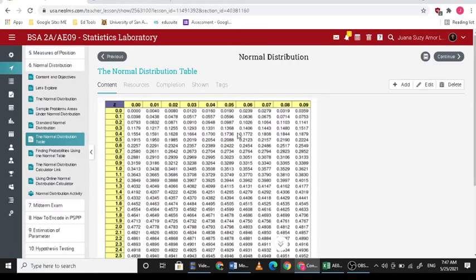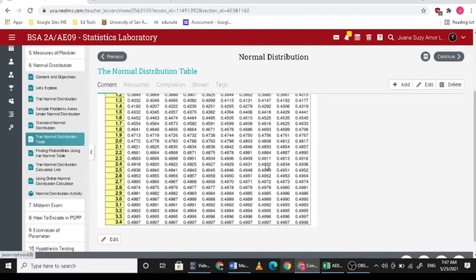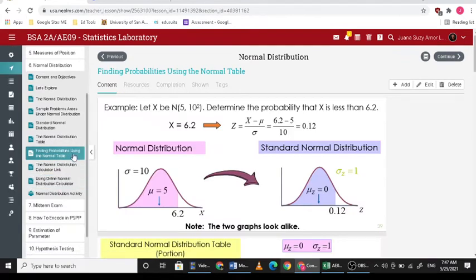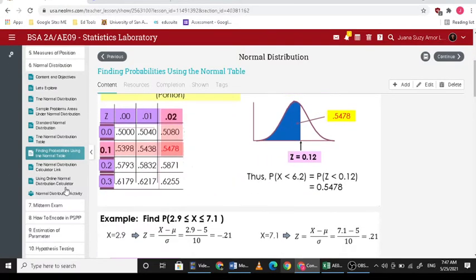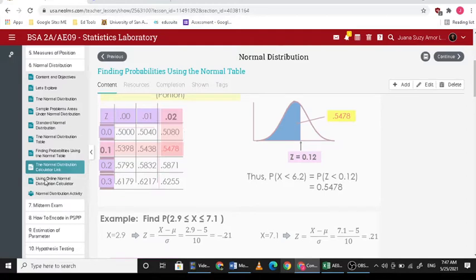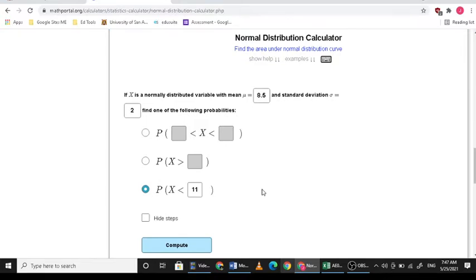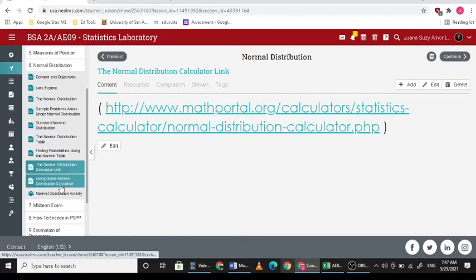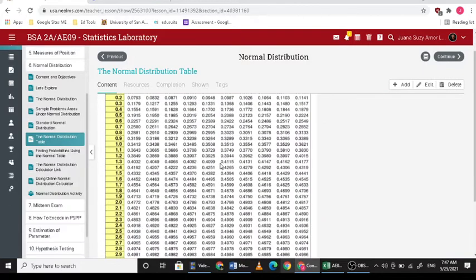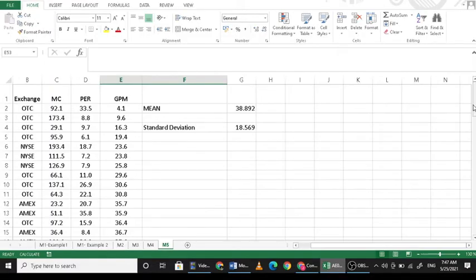So this is the normal distribution table. I'll teach you how to use this one. And the important thing here, class, is how to find probabilities using the normal table. Okay, and then you have also here the normal distribution link. You're going to use this one, class, to solve for the normal, if your data set is normally distributed, or you assume that your data set is already normally distributed, so you're just using this calculator to solve for the probabilities of the data set. I'll just show you that one later. So that is in the normal distribution table because we're going to use that one. Okay. So now let's proceed to your example.